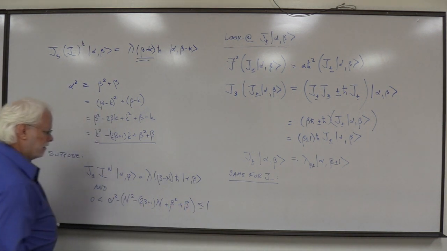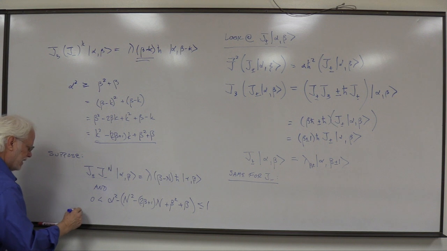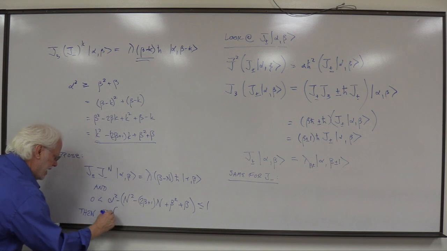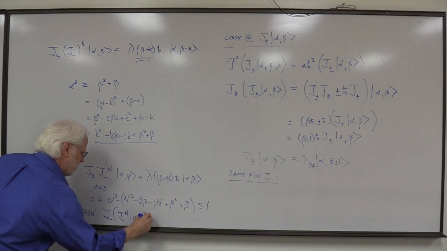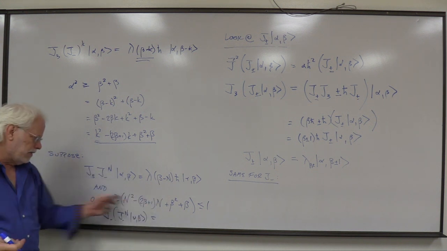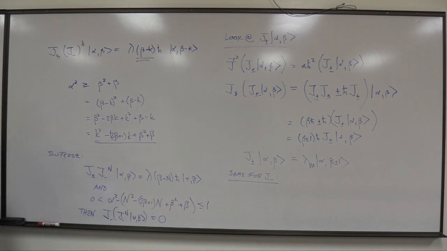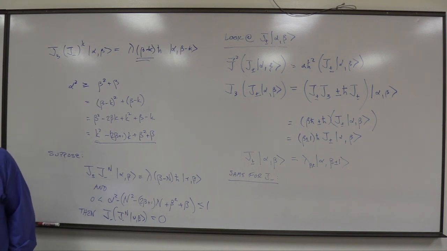Well, less than or equal to 1 would be fine. Then if I act with one more J minus, acting on J minus to the n on alpha beta, it can't be beta minus n minus 1, right? Because that would violate the inequality. The only option is that we get 0. It has to annihilate that state. It's not allowed to produce any new state. All right, so it annihilates the whole spin, it just kills the state.